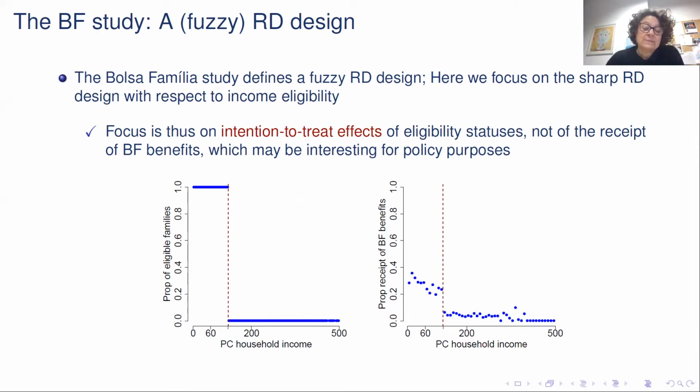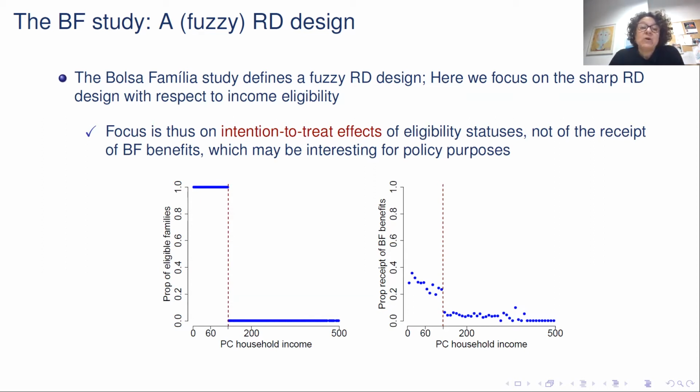Okay, so in fact eligibility follows what is known as a sharp regression discontinuity design, but the receipt of the benefit would follow a so-called fuzzy regression discontinuity design, in that not all units, not all families that are eligible actually receive a benefit. And at the same time, for reasons that are not very clear, but we are still working with Brazilians to actually understand that, some of the ineligible families do receive some benefits.